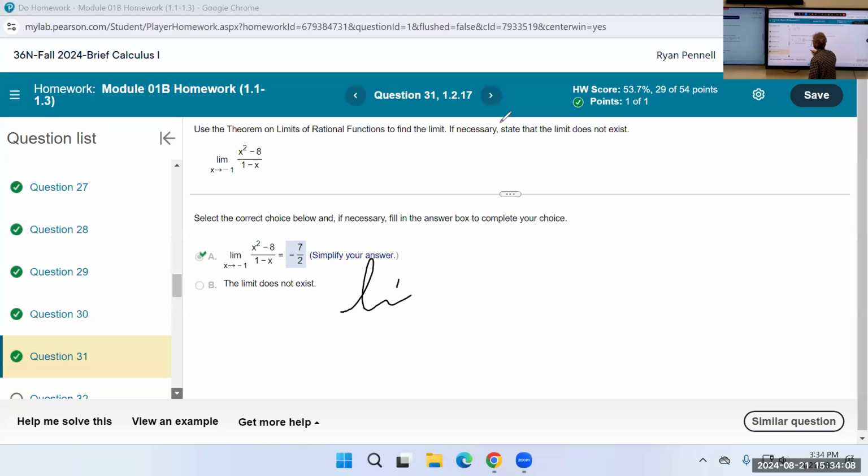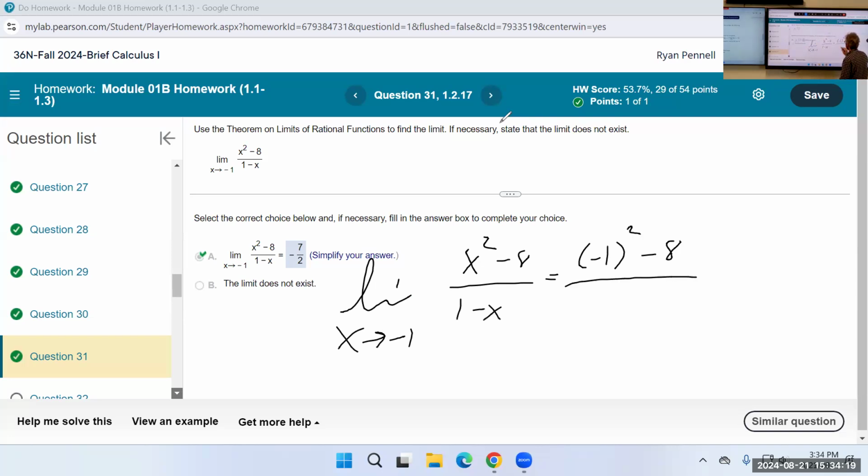So the limit as x approaches -1 of x squared minus 8 over 1 minus x would be -1 squared minus 8 divided by 1 minus -1, which is not 0. It's 2. So -1 squared is 1, minus 8 is -7, divided by 2. It's -7/2. It certainly exists. No problem. Just plug and chug.